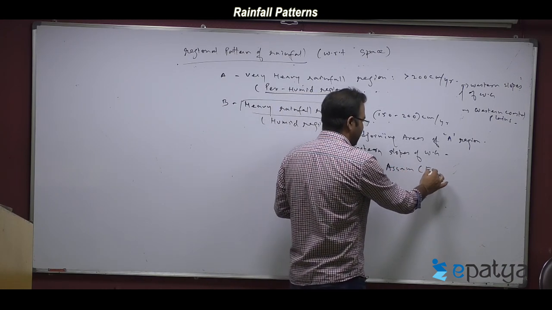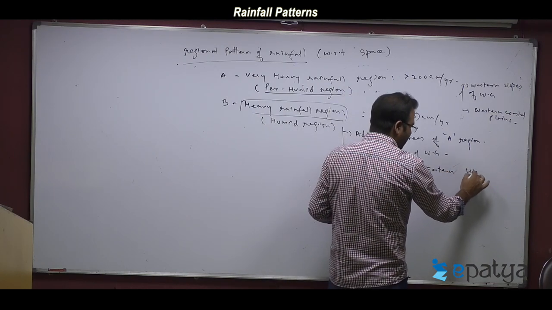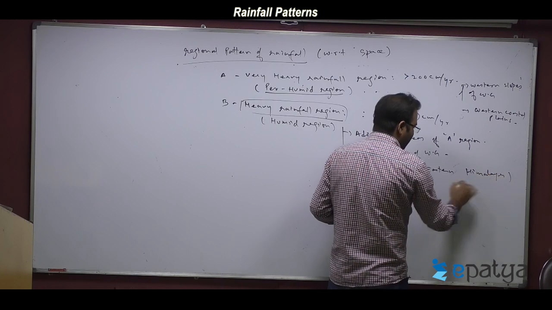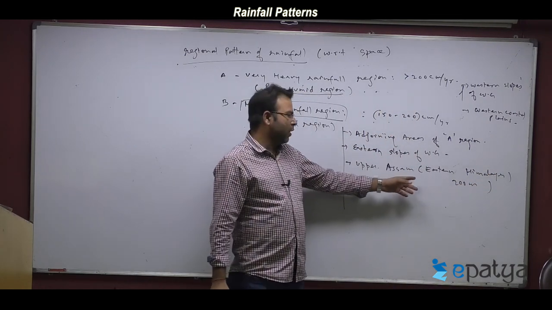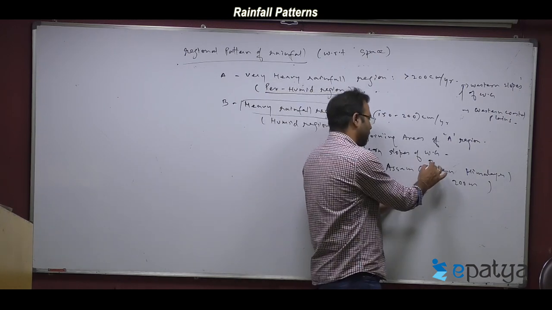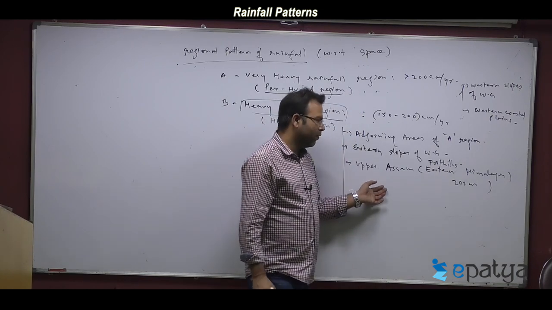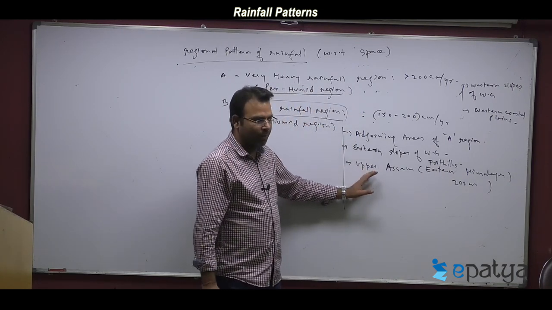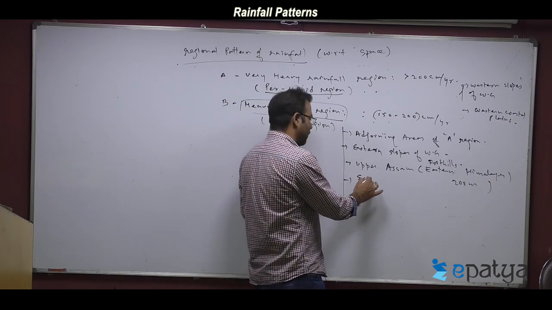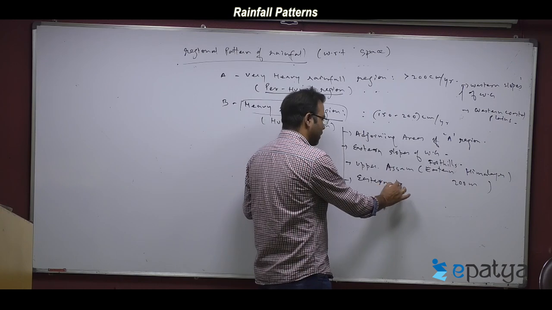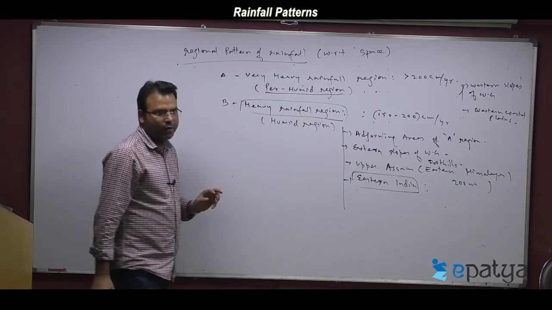Plus Upper Assam, which means Eastern Himalayas, up to 200 meters, that means the foothills of Eastern Himalayas. Actually, the foothills of Eastern Himalayas in the Upper Assam part are also part of it. Next is Eastern India.